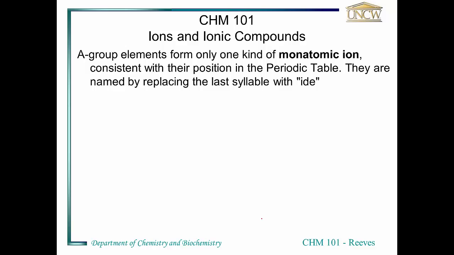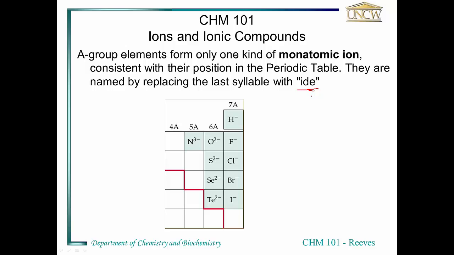And that's going to be consistent with the position in the periodic table. All monatomic anions end in IDE. That's important. They end in IDE. So if you look at the upper right corner of the periodic table, where the nonmetals are, you see a whole series of monatomic anions. Notice all the halogens form -1, all the 6A group form -2, and 5A forms -3.